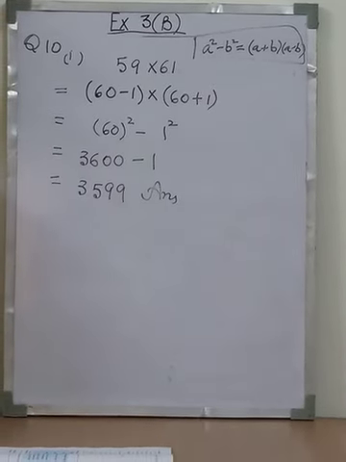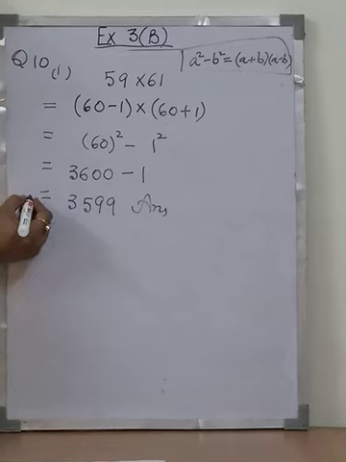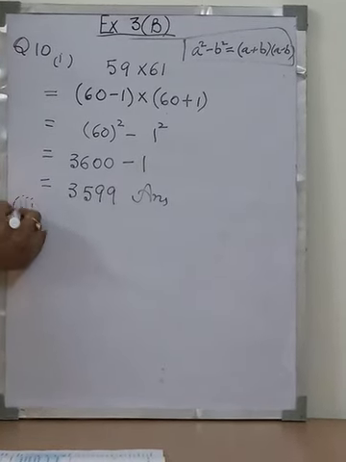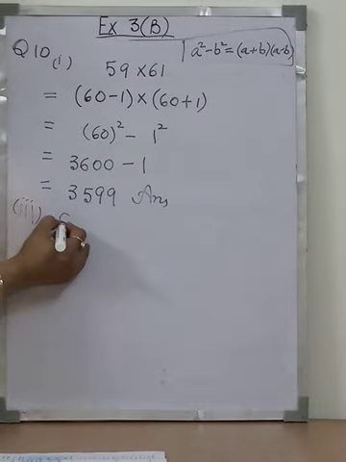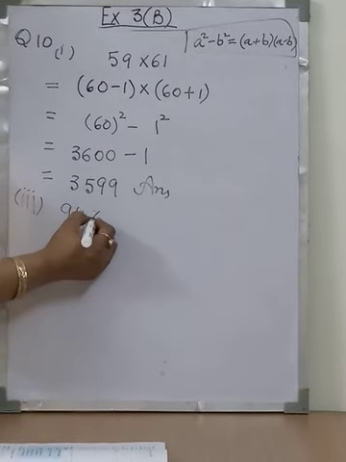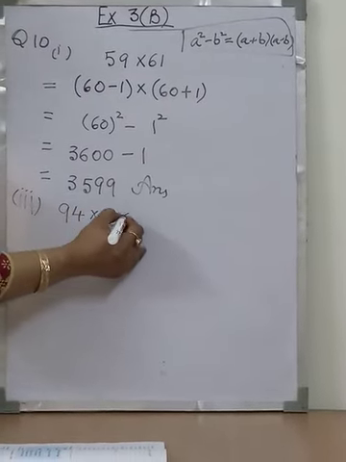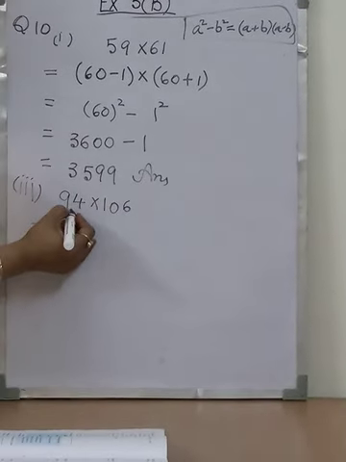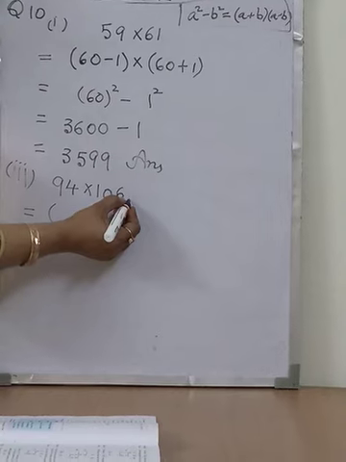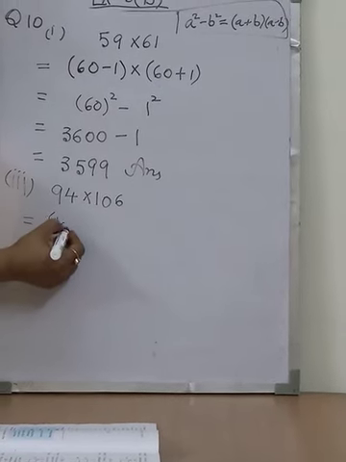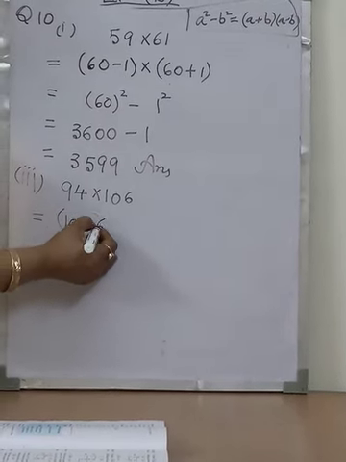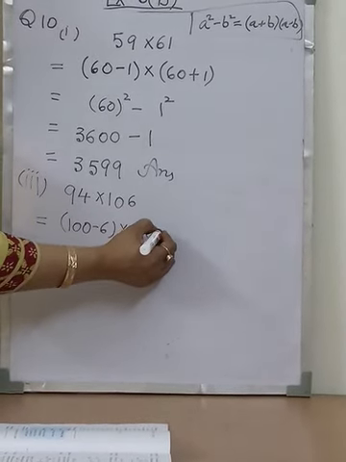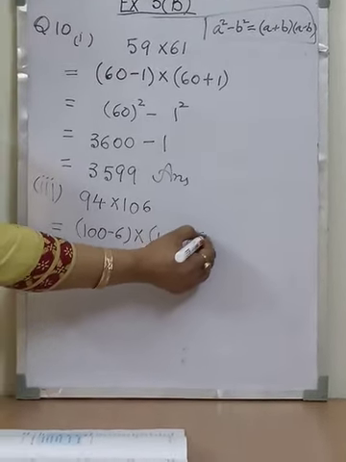I discussed question number 10, one more part with you. I discussed the third part with you. Third part, it is 94 into 106. Now what can we write in place of 94? Here it is 100 plus 6, so it must be 100 minus 6. Let's check it out. 100 minus 6 is 94 only. What will we write here? 100 plus 6.